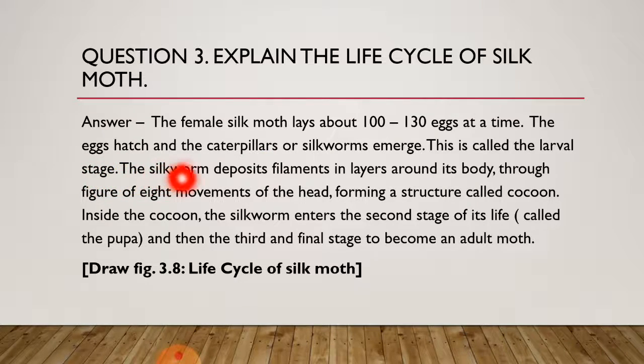The silkworm deposits filaments in layers around its body through figure of 8 movements of the head, forming a structure called cocoon. Inside the cocoon, the silkworm enters the second stage of its life called the pupa, and then the third and final stage to become an adult moth. Now with this answer you have to draw figure 3.8, that is life cycle of silk moth.